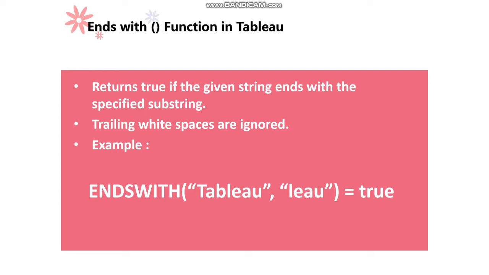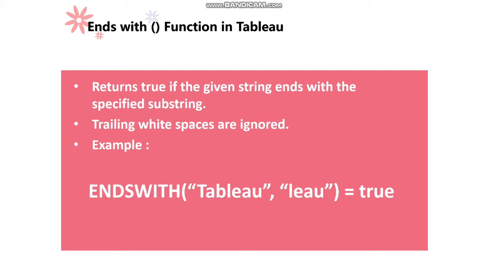So the example is like this. ENDSWITH of "Tableau", comma, substring "leau" equals true. So here the syntax is like this: ENDSWITH, a string, where the string is nothing but Tableau over here, and the substring, which is nothing but "leau". So when we pass a substring, it will compare with the string and return true or false as a result.